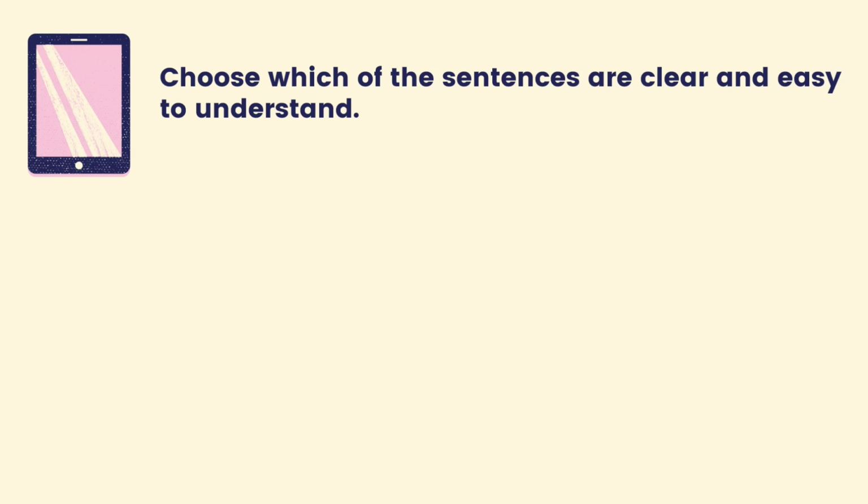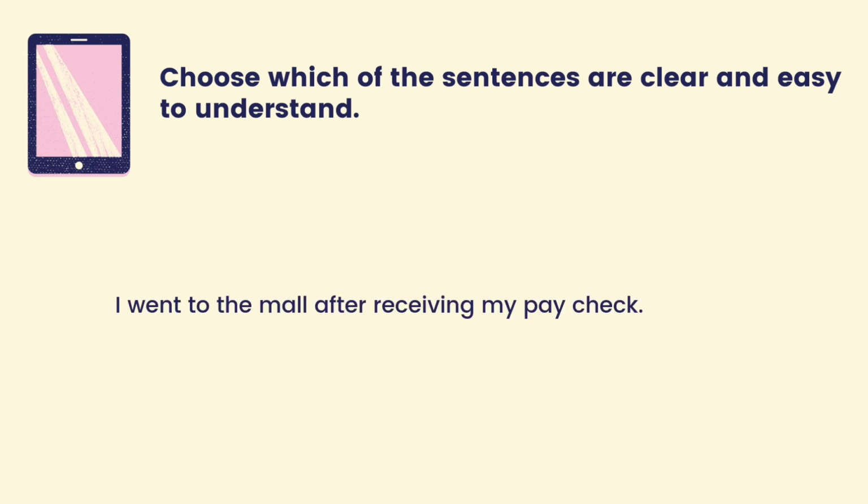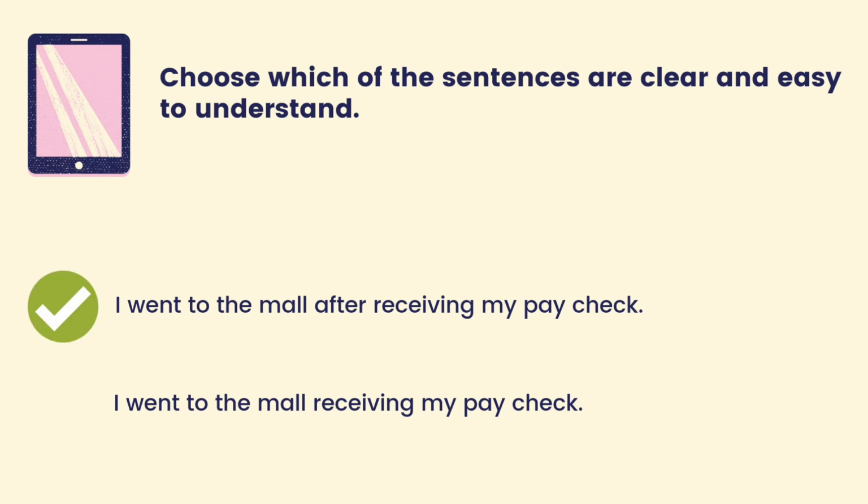Before we proceed with the lesson, let us first have an activity. Choose which of the sentences are clear and easy to understand. Get a piece of paper and let's do this. The first sentence is, I went to the mall after receiving my paycheck. The second is, I went to the mall receiving my paycheck. Which is the correct answer? Very good. It is the first sentence.